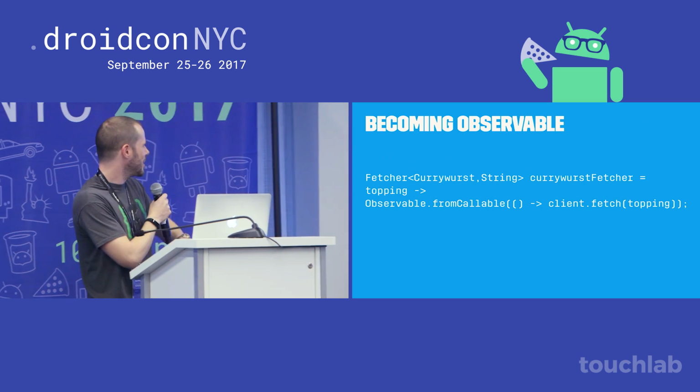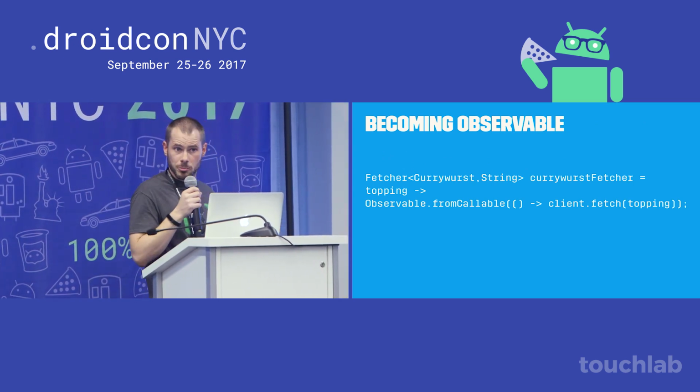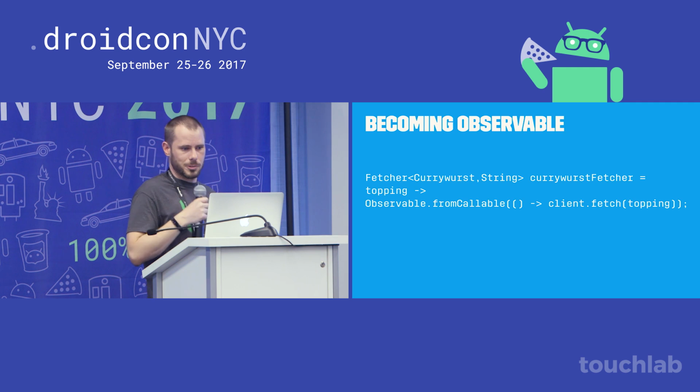All right, sorry about that. And if you don't use RxJava, then a simple little pattern like this, where you can say Observable.fromCallable, will cause your networking, or in this example your Retrofit API, to be observable.